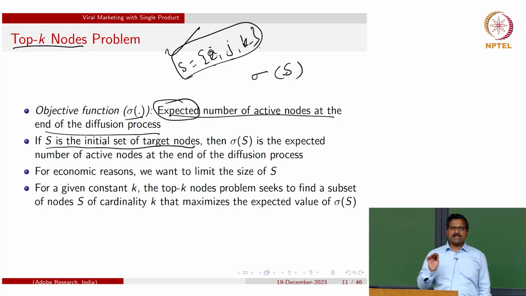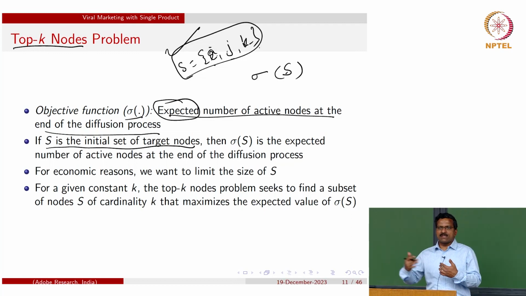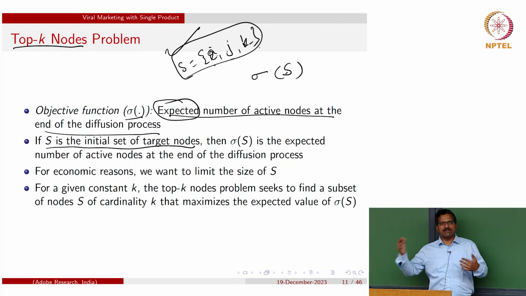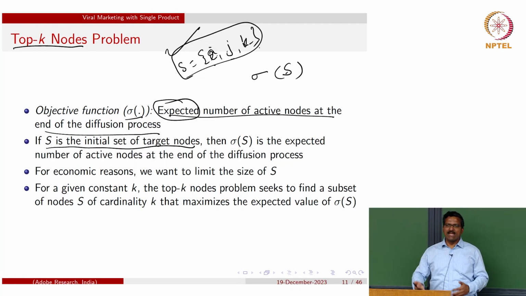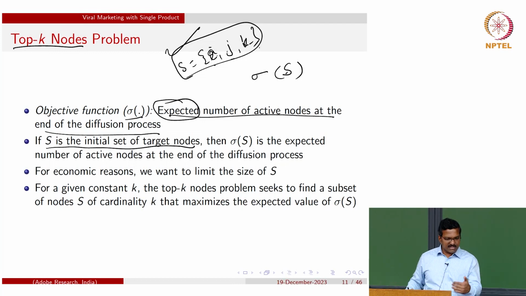The influence of S, I calculate by assigning these thresholds uniformly at random multiple times, some 10 times or 20 times or 100 times, depending on the size of the network. Each time, if S is my set of active nodes, how many other nodes is S making active? Due to S, how many other nodes are becoming active?